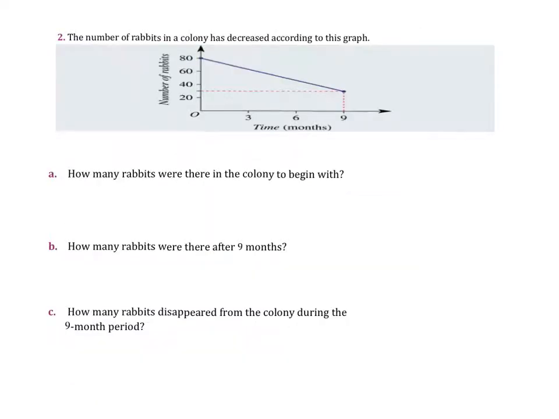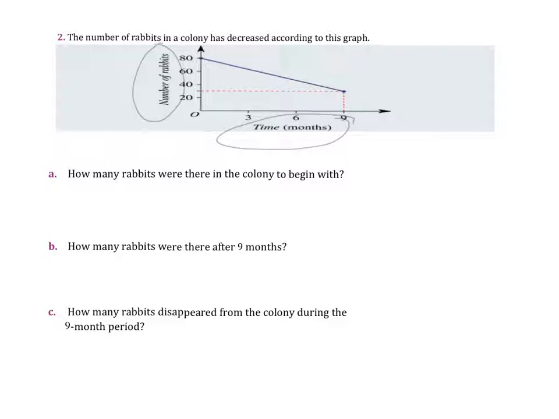In example 2, we know that the number of rabbits in a colony has decreased. So you can see our straight line is going the other way. And there's the graph for it. On our vertical axis is the number of rabbits. On our horizontal axis again is time. This time is in months. So let's be very aware of what the information on our graph is. So they are our two variables.